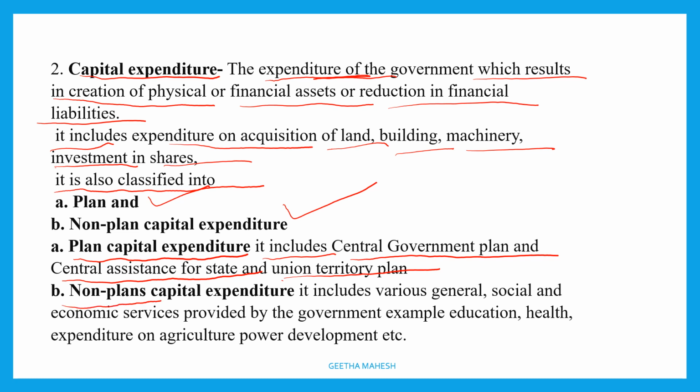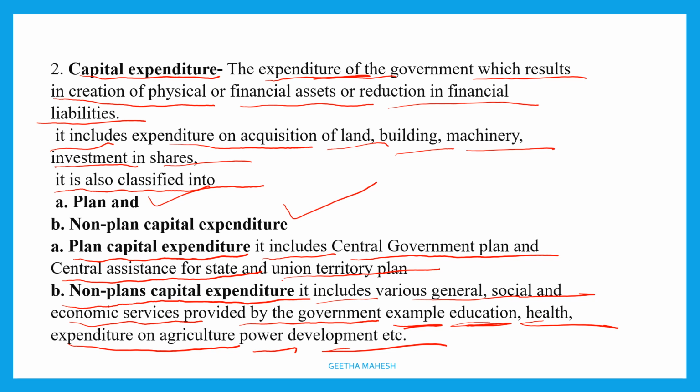And the second one is non-planned capital expenditure. It includes various general, social, economic services provided by government. Example, education, health, expenditure on agriculture, power, development, etc.